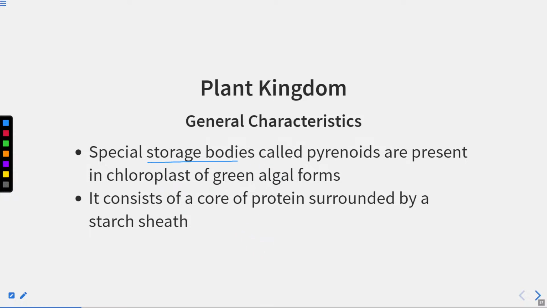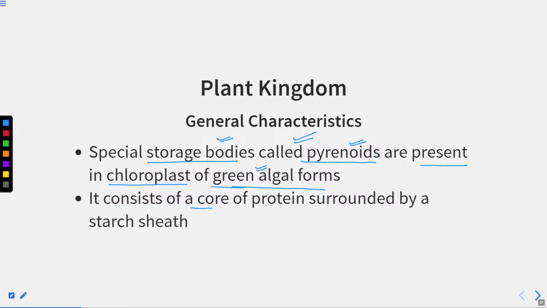Special storage bodies. This is very important. This characteristic is very important. A number of times a question on this characteristic has been asked in NEET. So special storage bodies, called pyrenoids, are present in the chloroplast of green algae. In green algae, they have special storage bodies. They store starch, which is called pyrenoids.